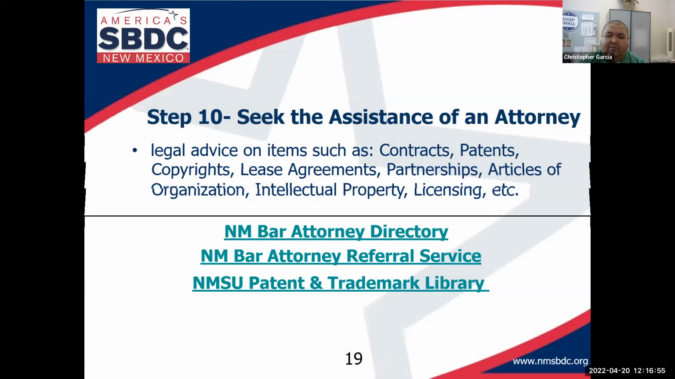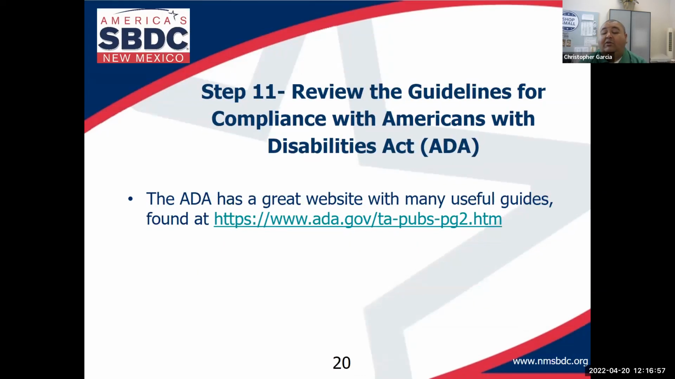And then let's go advance. Okay, we're almost to step 13. There are 13 steps. So step 11 is to review the guidelines for compliance with the Americans with Disabilities Act. This is a major legal landmine for small businesses, especially those with employees or that have a storefront. So this should be carefully considered.